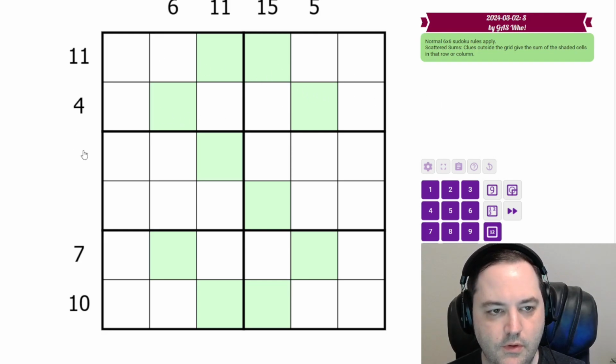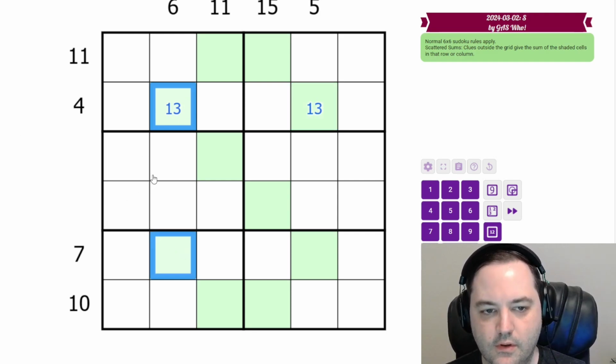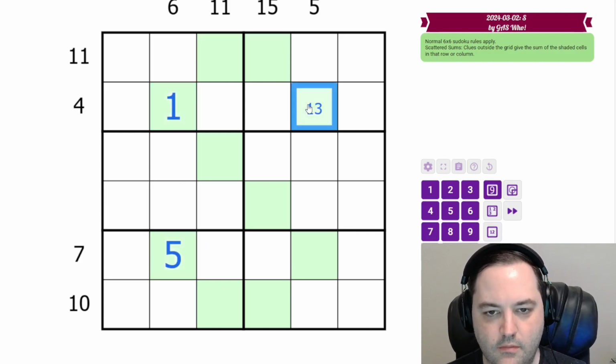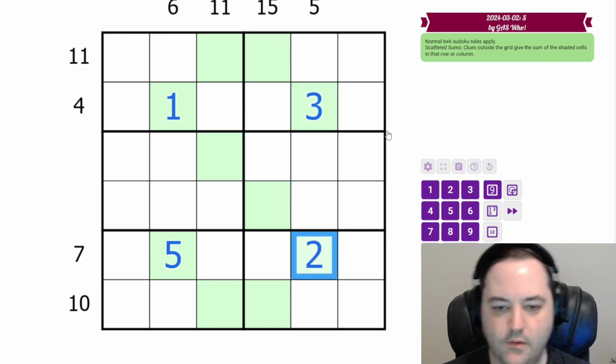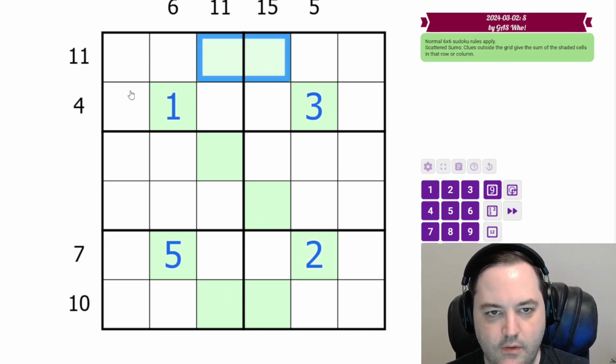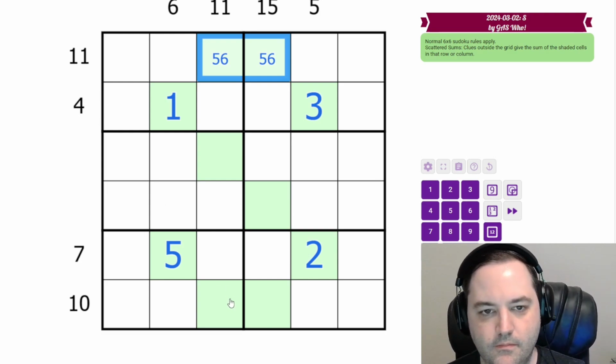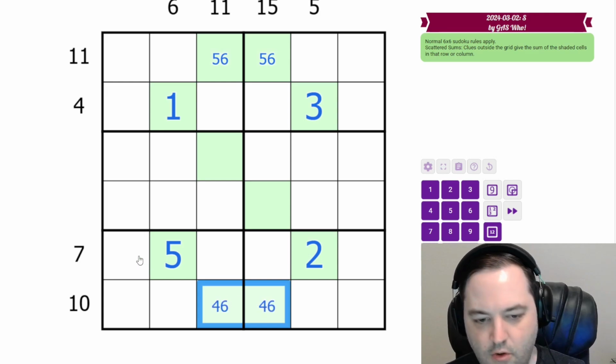Normal 6x6 rules again. So we'll start here with our lowest clue. 4 has to be 1 and 3, so we can't have 2 2s. Now 6 in 2 cells can't be 3, 3, so instead it has to be 1 and 5. That gives us a 3 here, and then from either the 7 or the 5, you can see this has to be... 11 in 2 cells in a 6x6 can only be 5, 6. That's the maximum you can put in 2 cells that see each other. 10 can only be 4, 6.